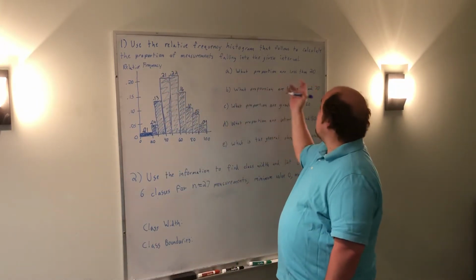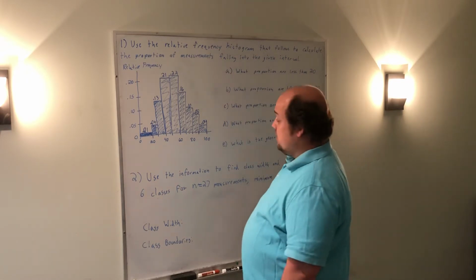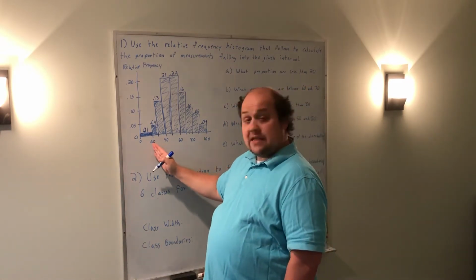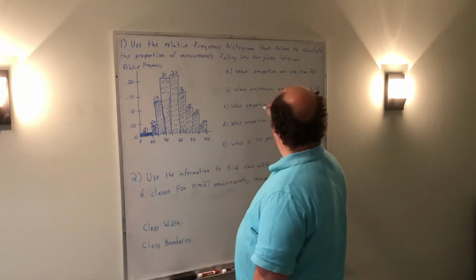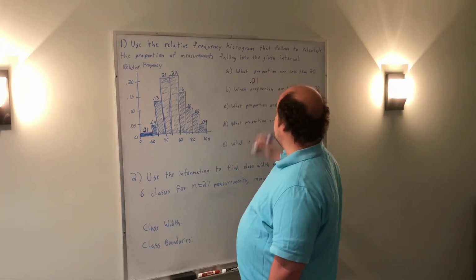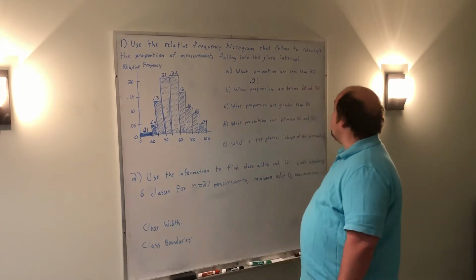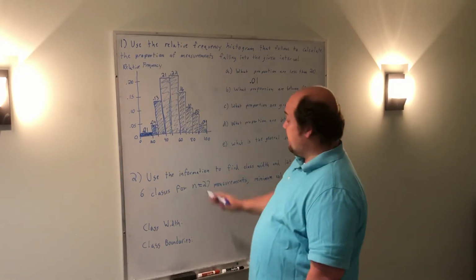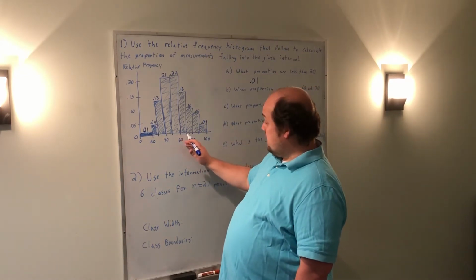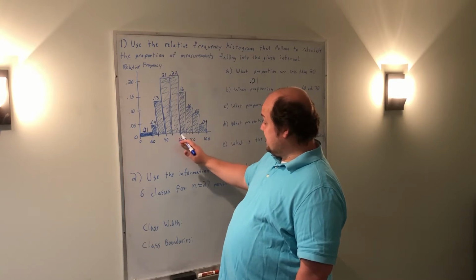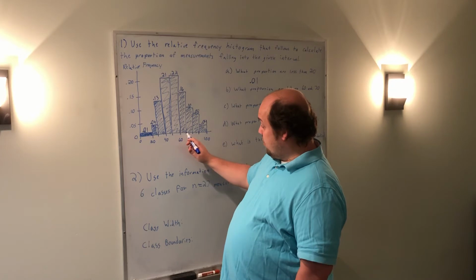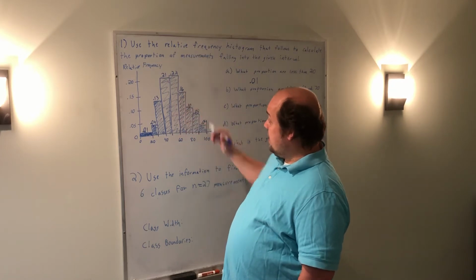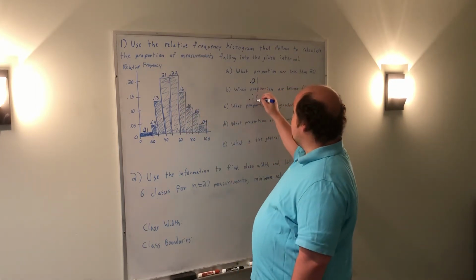If I'm now being asked what proportion of the measurements are less than 20, here's where 20 is. Less than 20 includes all the bars to the left. That's only this one bar at 0.01. I'm then asked what proportion of the measurements are between 60 and 70. Here's 60. Here's a line in the middle of 60 and 80, so I assume that's 70. That means that this one bar is between 60 and 70, and I labeled that one bar 0.16.